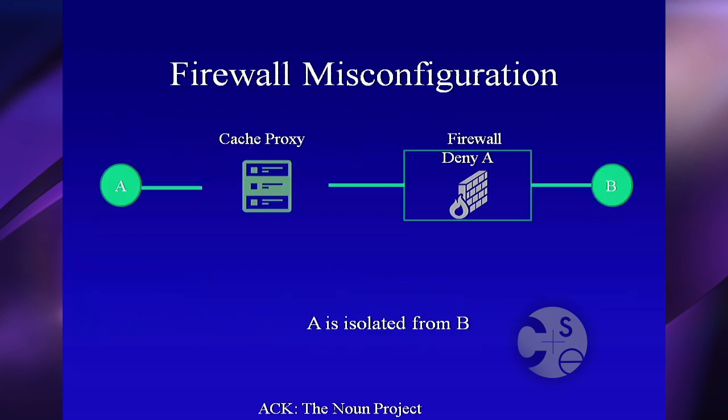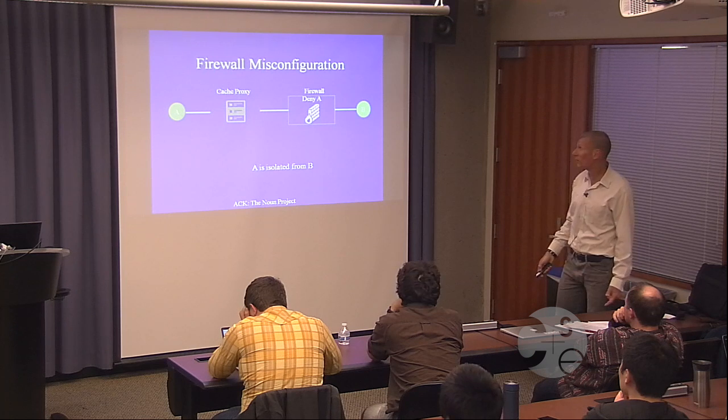So here is a very, very simple example of this kind of bug. I have a cache proxy and I have a firewall. And I want to say that A is isolated from B. And this will not be the case here. Do you see why? It's supposed to be the case that the proxy, this guy has deny A, and still A actually can go into B. How can this happen?